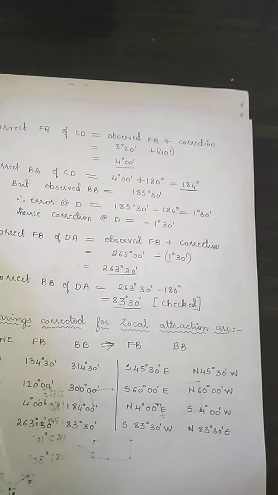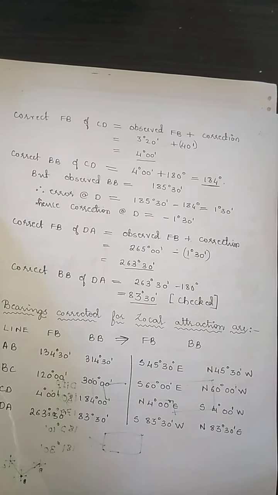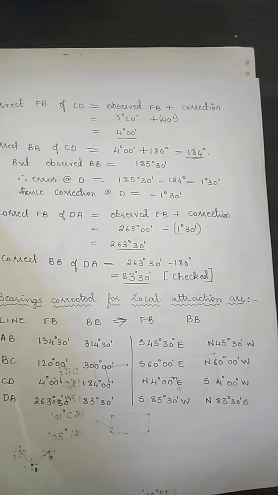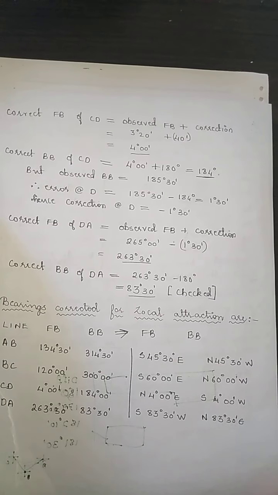So this is how we can convert the local attraction problem if even the whole circle bearing is given, how we need to convert it, even if it is given in the quadrantal bearing system, how we need to convert it, and we have solved the local attraction problem by the two methods.